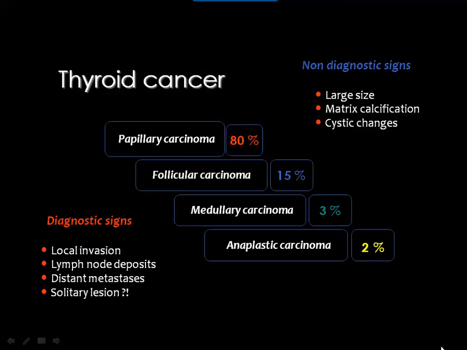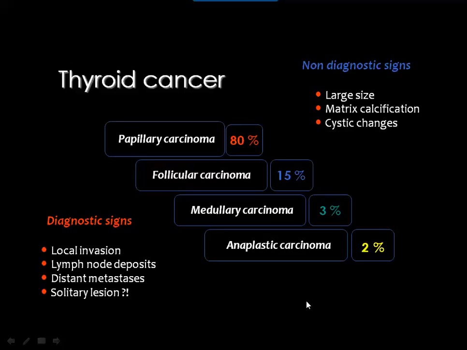Then we came to the thyroid cancer, and we have 4 types of thyroid carcinomas: the papillary type, which is the most common; the follicular type, which is less common; the medullary type, which is a little bit rare; and the anaplastic type, which is the rarest. Then we should know that we do not have any specific imaging criteria for the diagnosis of thyroid cancer, and we depend mainly on the aggressiveness of the lesion.